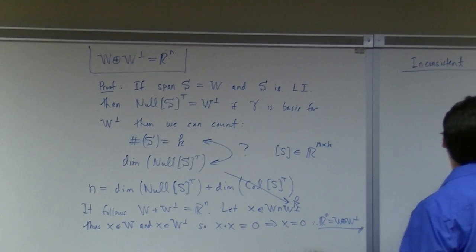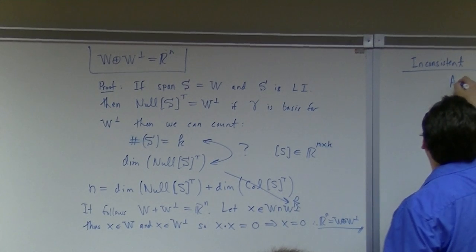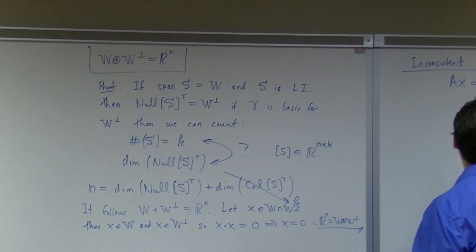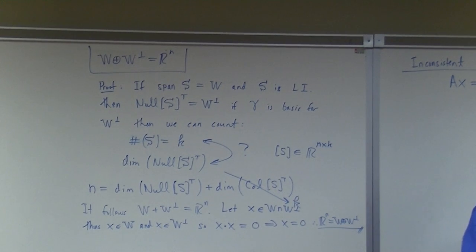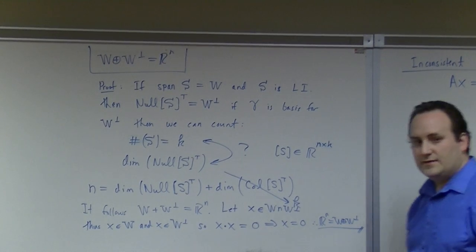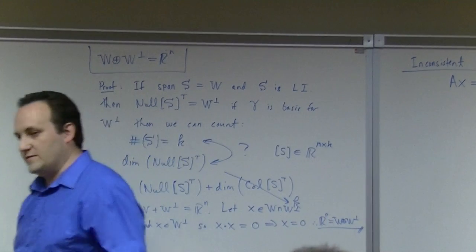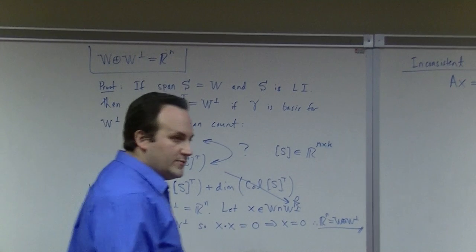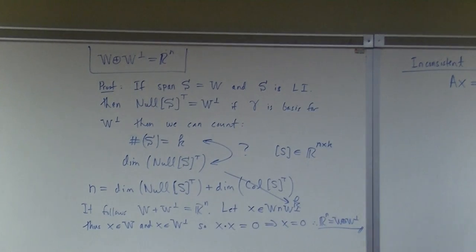So what's the problem of inconsistent? Basically, you're looking at the problem Ax equals b, where b is not an element of the column space of A. If b is not an element of the column space of A, it means that it has no solution. That was sort of our ultimate result a little bit earlier in the course about systems of equations. But now, we can go a little bit further using orthogonality and this theorem I just proved for you.